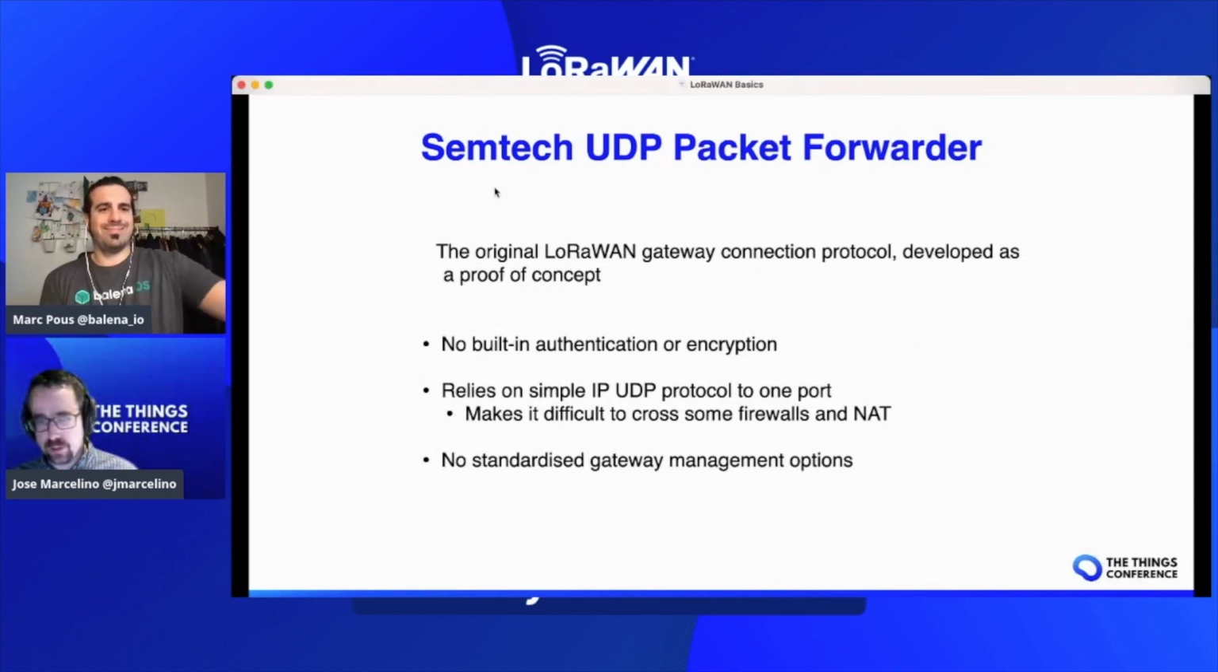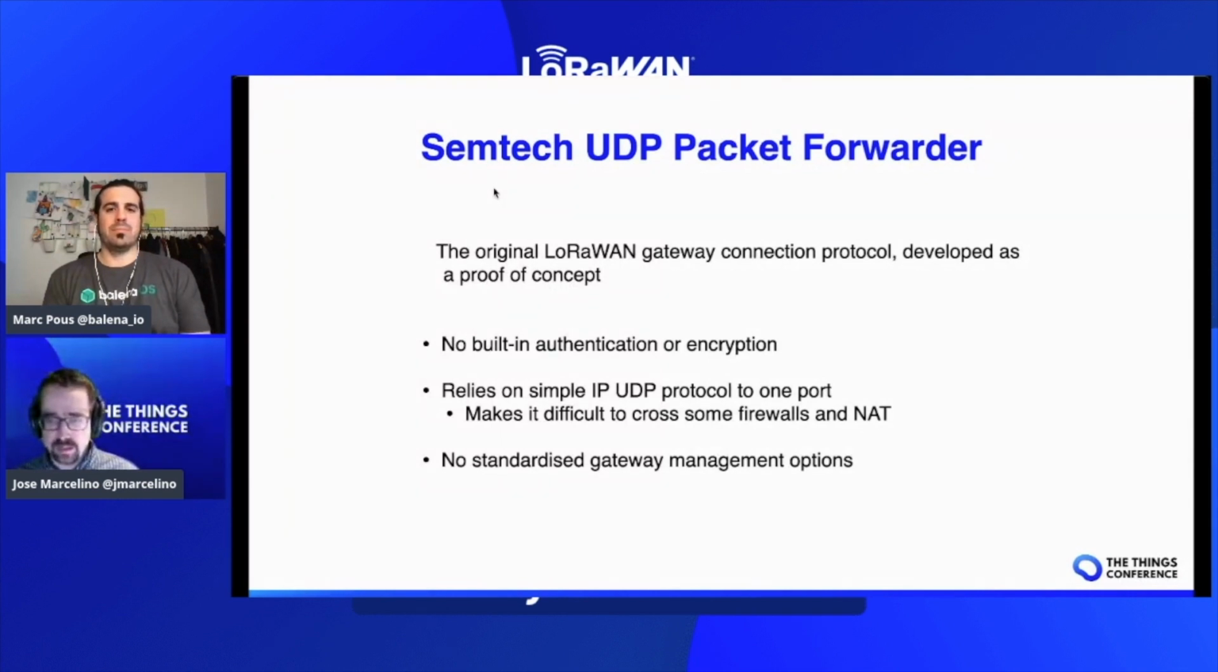Traditionally, gateways have been using something called the Semtech UDP packet forwarder. This is the very first protocol developed. It was designed as a proof of concept, not for production at all. But then it kind of took off and became the standard, much to the regret of its developer. The problem is it has no built-in authentication or encryption, which in today's world is just insane.